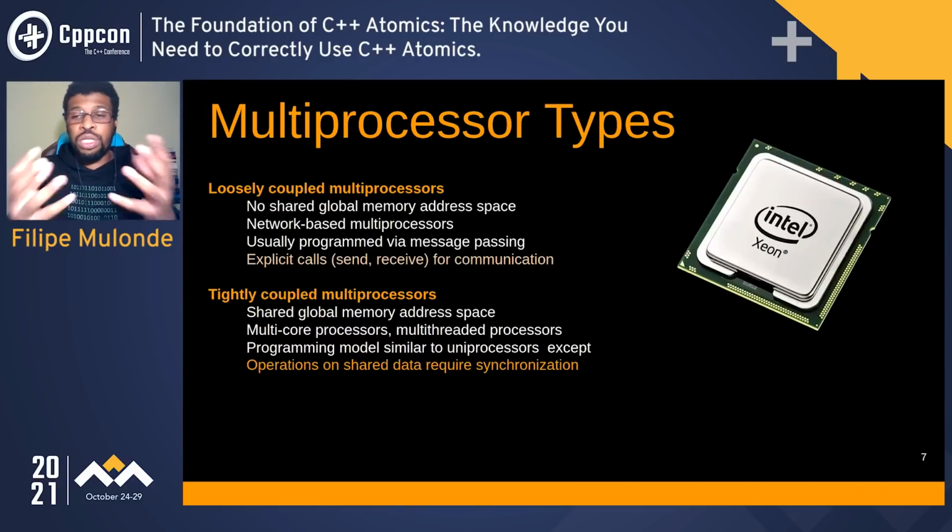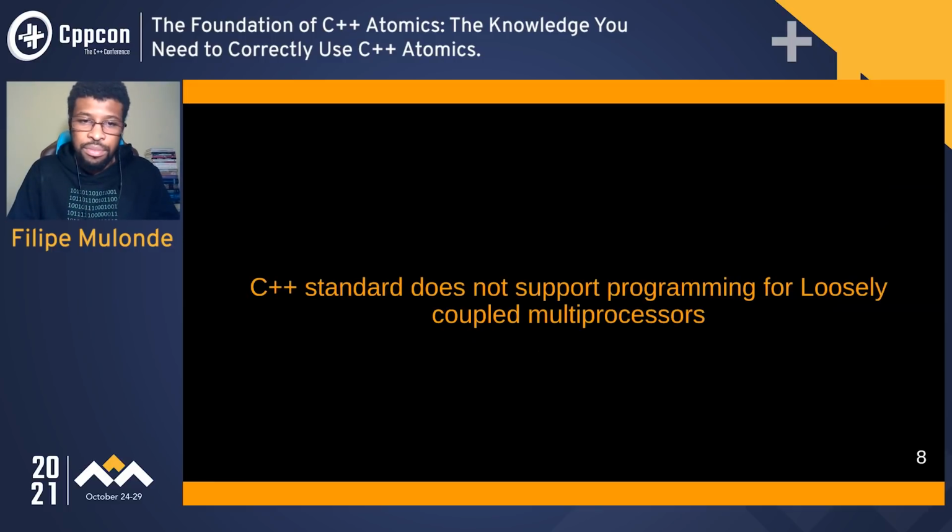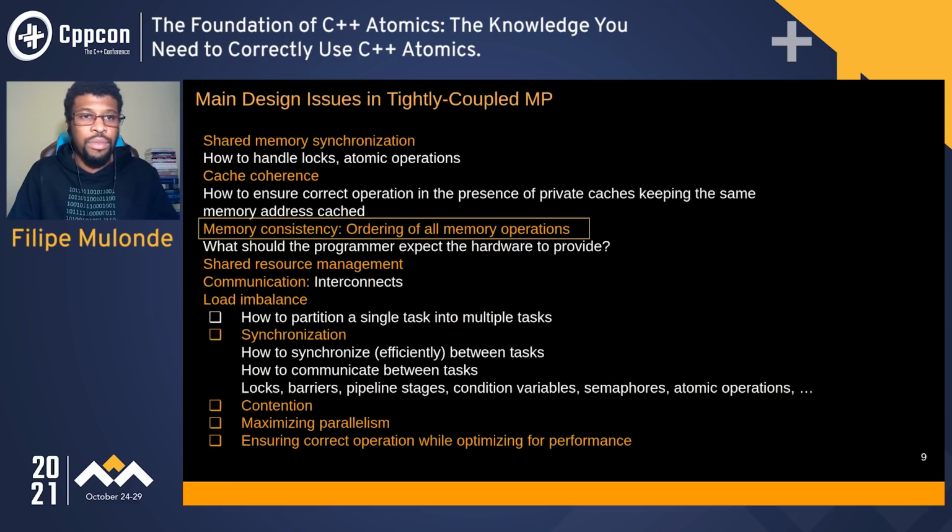There are 2 types of processors. There are loosely coupled mode processors, and there are tightly coupled mode processors. For the rest of this talk, I will only cover tightly coupled mode processors, where we have a network of cores sharing a global memory address space. And the C++ standard does not support programming for loosely coupled mode processors. There are many issues with tightly coupled mode processors, but today I will only cover memory consistency.